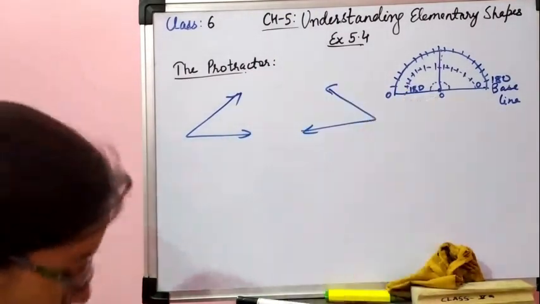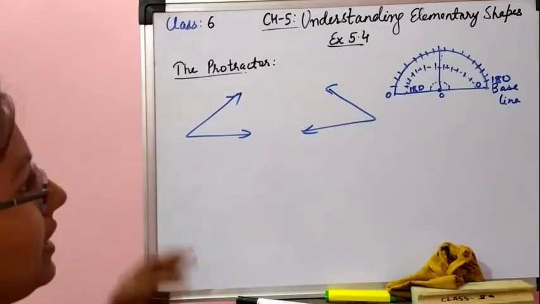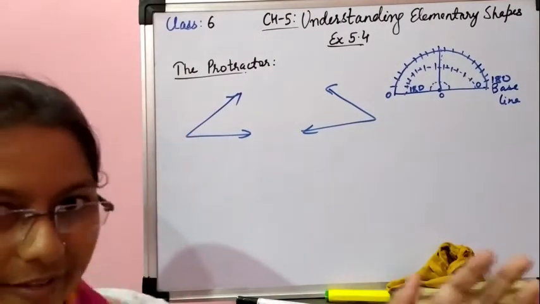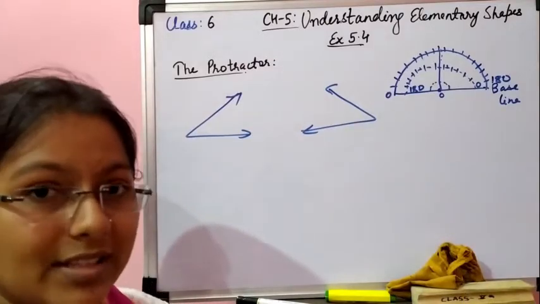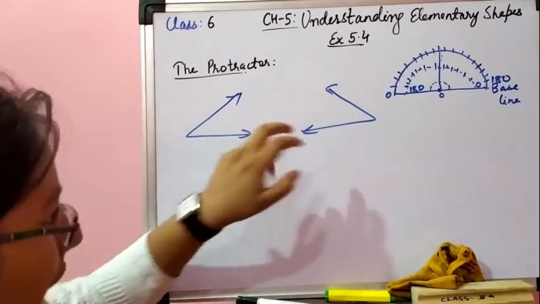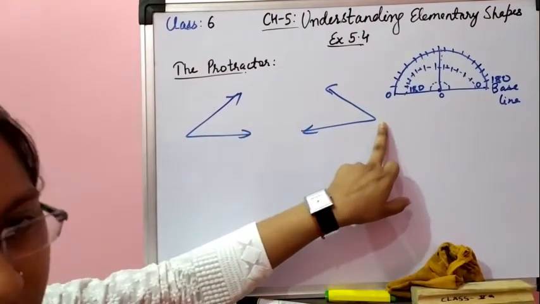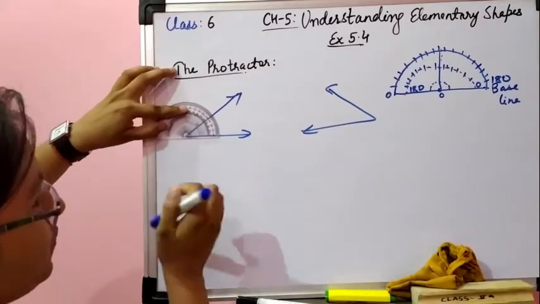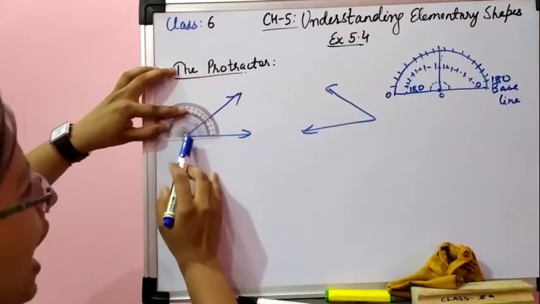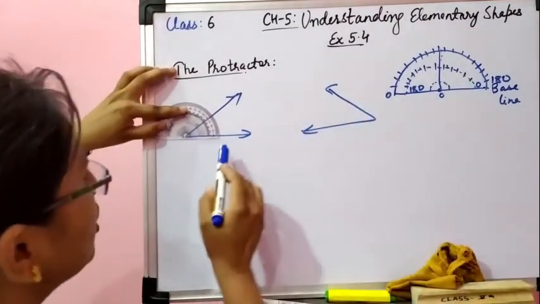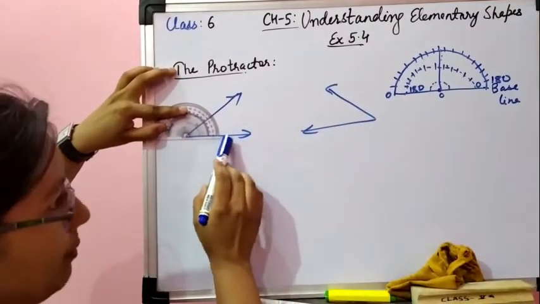Okay. The only thing is that in one angle the vertex is present on the right side, and in the other angle the vertex is present on the left side. So whenever I put this protractor, I have to put this center O on the vertex of the angle, and this baseline should match with the base arm.